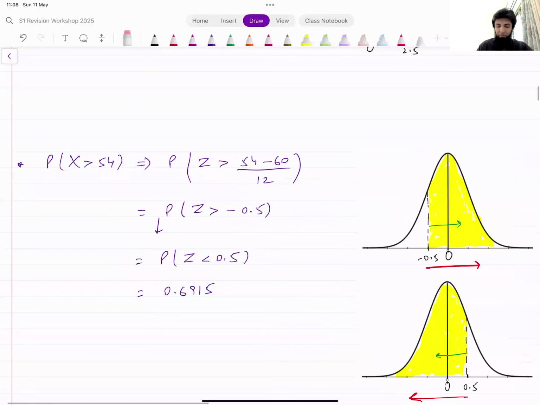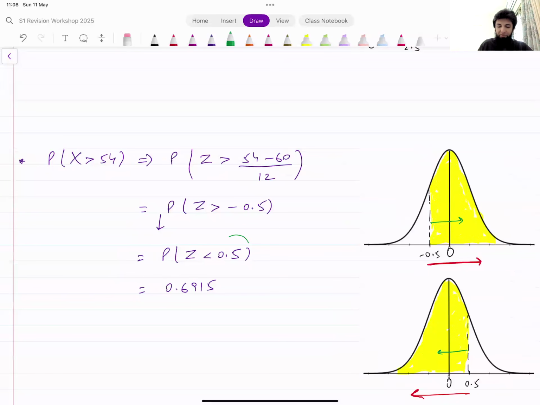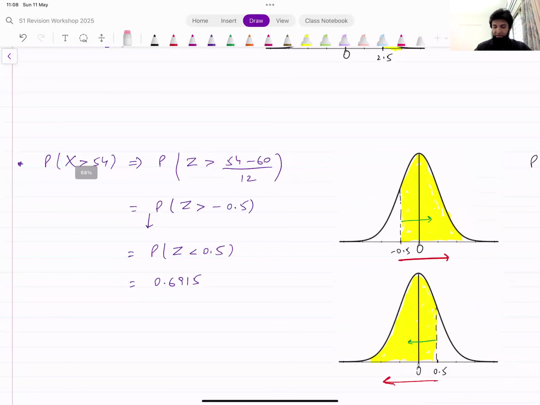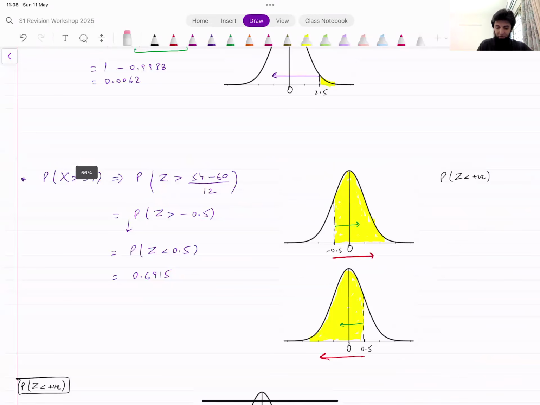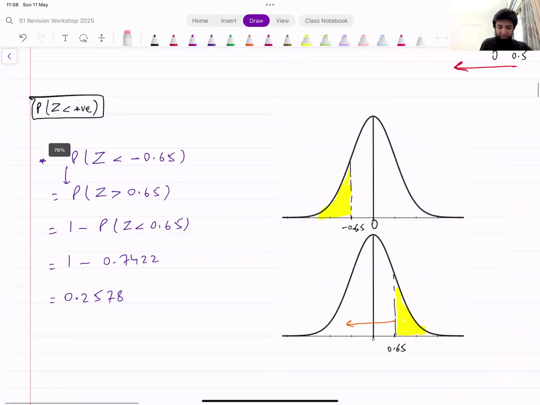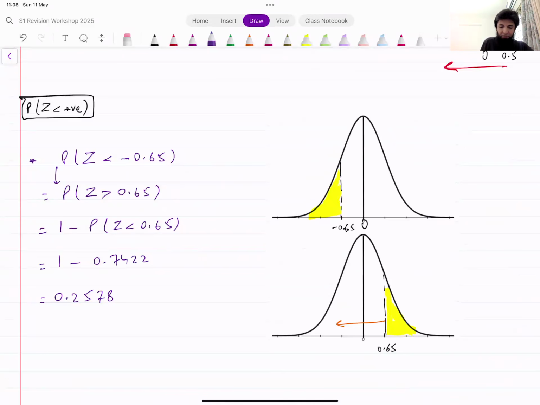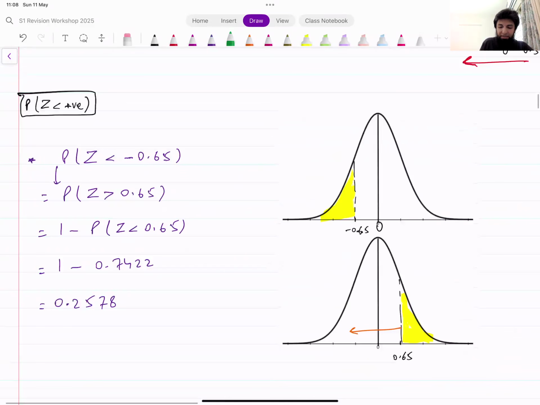You'll go to the table, find the probability value corresponding to 0.5, and that will give you the result. Okay, so when you have negative values like this, you can flip your diagram. What about this? Z less than a positive number, that's the standard form that we want. What if we end up getting z less than minus 0.65? Again, that's not the standard form. It's z less than a negative number. We cannot use the table for this.